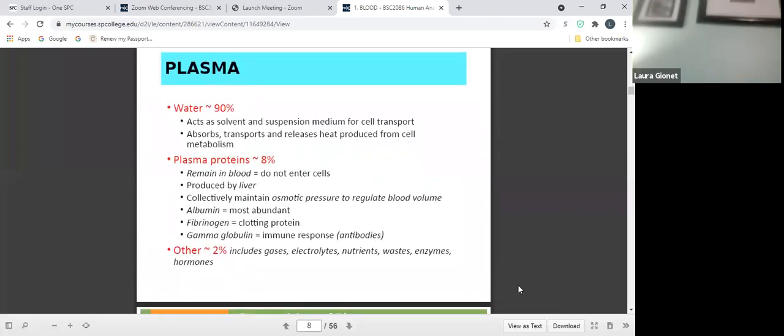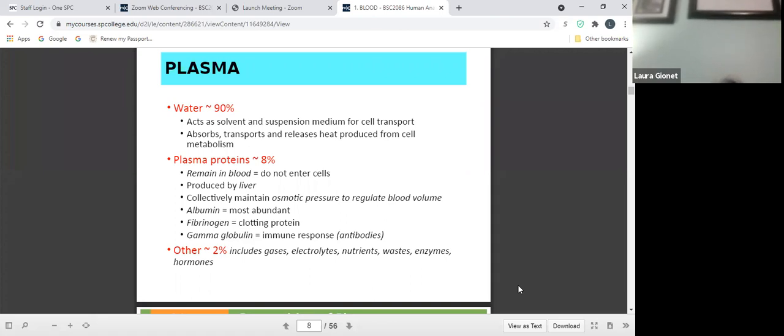Okay, so plasma. Plasma is about 90% water. Some books will say 92%, but about 90%. And so the water component acts as a solvent and suspends not only other substances that need to be transported, but the formed elements, and then it helps transport gases. We have plasma proteins that are about 8%. They remain in the blood and do not enter the cells. They're generally produced by the liver. Collectively, they maintain an osmotic pressure to regulate blood volume, or maintain an osmotic gradient in blood, which means it helps draw water to it.